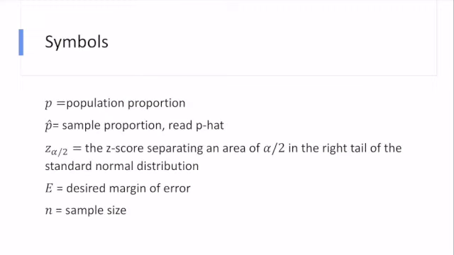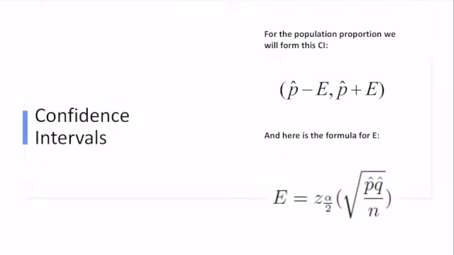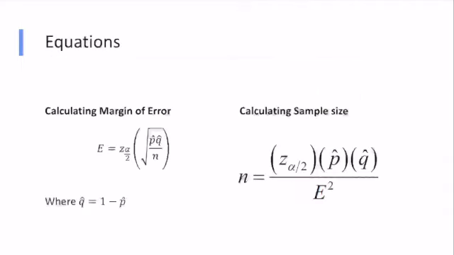Here we have our symbols that we're going to need. We've got P, which is our population proportion, P hat, which is our sample proportion, Q hat, which we're going to talk about later, which is 1 minus P hat, our standard z-score, separating the area of alpha divided by 2 in the right tail of our normal distribution, our desired or just given margin of error, and our sample size.